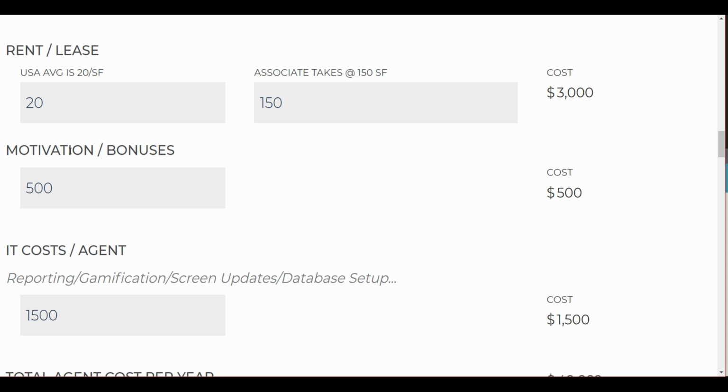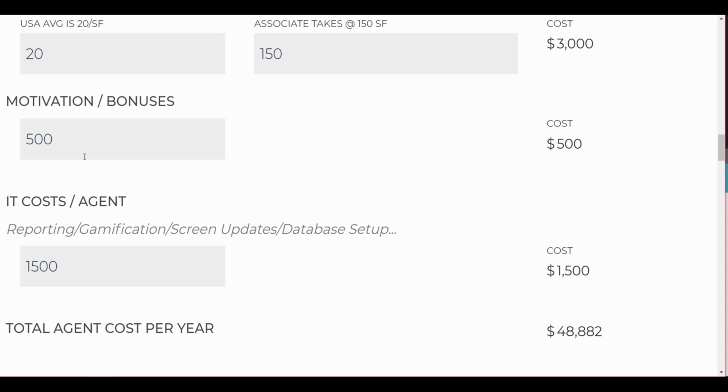The rent: the average contact center associate has a square footage of about 150 square feet. The average rent in the United States is right around $20 a square foot. So your cost right there for just that, even that pod that these guys are in, is right around $3,000 that your organization is paying.